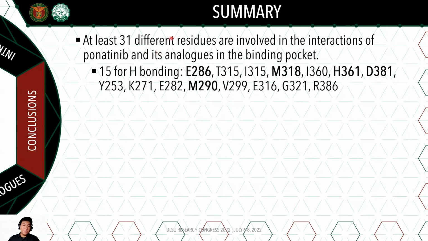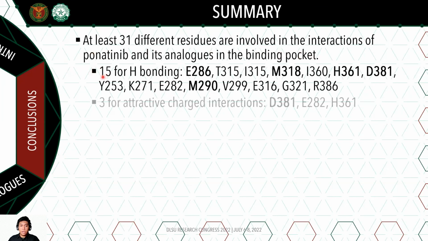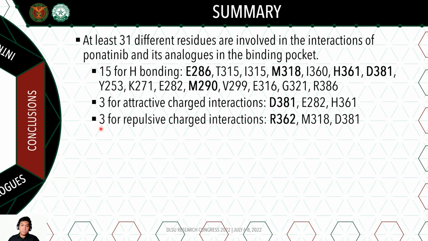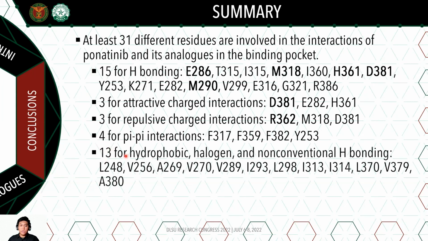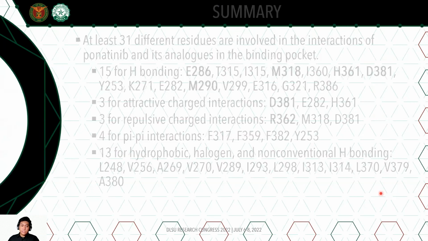At least 31 different residues are involved in the interactions. There are 15 for hydrogen bonding, 3 for attractive charge interactions, 3 for repulsive charge interactions, 4 for pi-pi interactions, and 13 other residues for hydrophobic, halogen, and non-conventional hydrogen bonding. So this ends our presentation.